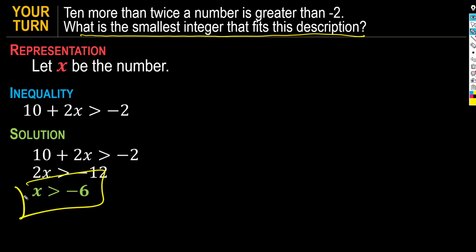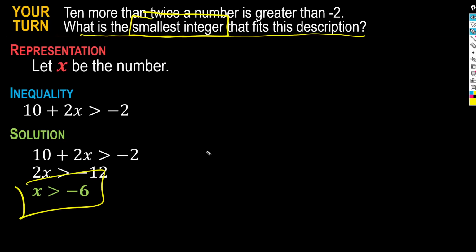I cannot just box that and move on to the next item. No. Ano ba ang smallest integer daw that fits the description? But sabi dito, x is greater than -6. In other words, the number that we are looking for, the number that could fit the possibility, is greater than -6. Pero, more specifically, sabi dito, the smallest integer. What is the smallest integer that fits that description?